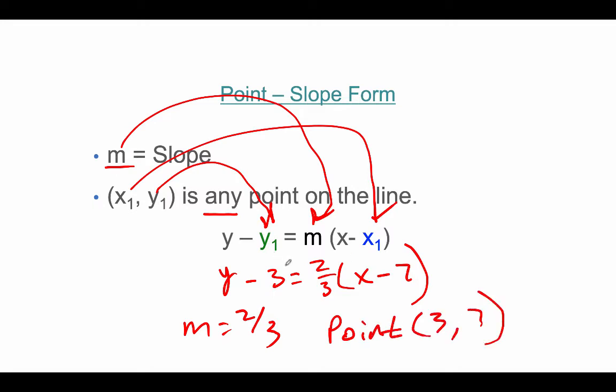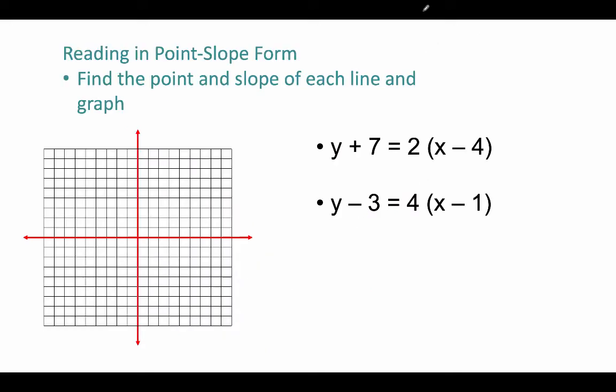You got to watch out. Whoa, I got that backwards. It should be 7, 3. Almost made my first mistake of the year, because the x coordinate is over here. So that's a common mistake, and the y coordinate is over here. Also notice the subtraction is part of the problem. Okay, so you got to watch out for that.